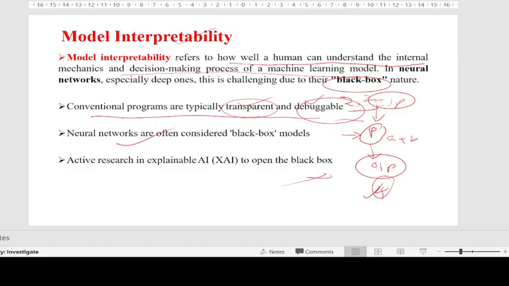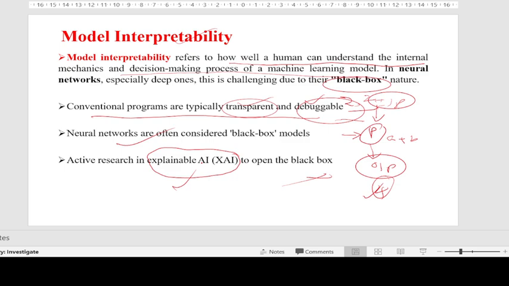To provide model interpretability, there is a concept called explainable AI, explainable artificial intelligence. There is active research going on in this area to open the black box, that is, how the model takes its decision and how it comes to the conclusion. There is huge research going on. I hope that in a few years we will be able to make all deep learning models transparent. I don't know whether it is possible or not, but I am hoping so.